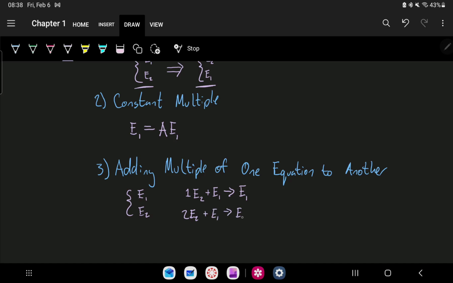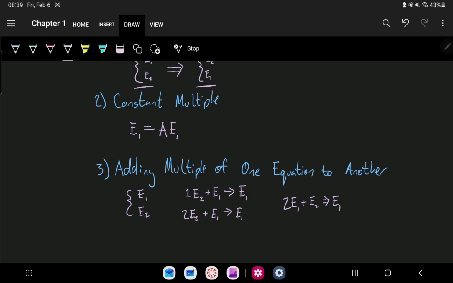It's going to equal E1. What I don't want to do is say I'm going to multiply the first one by the second one and make that equal to the first one.